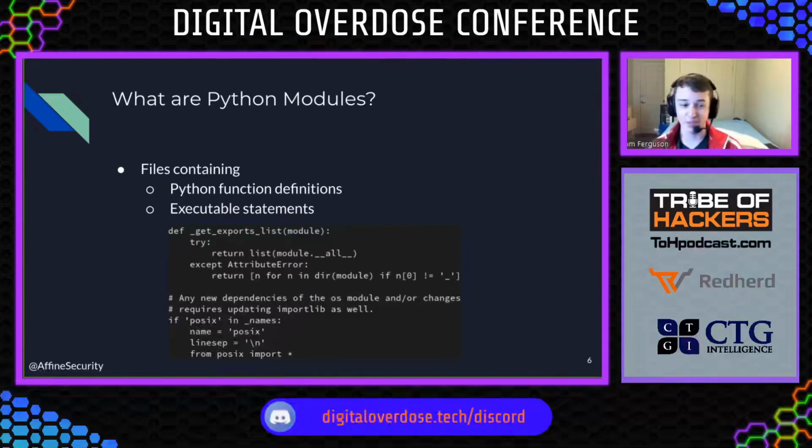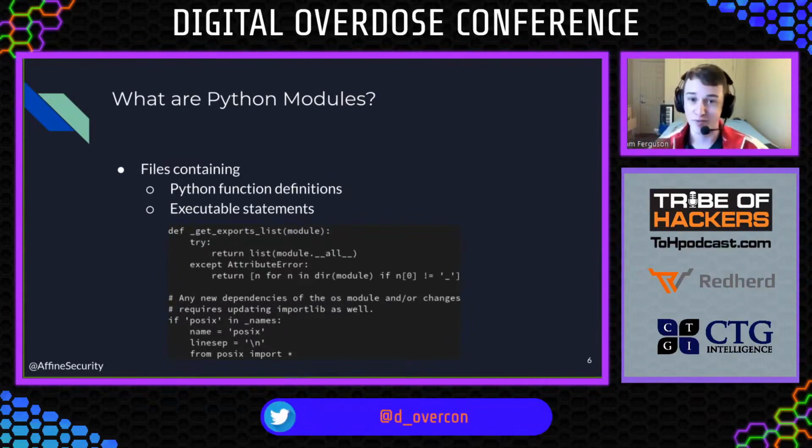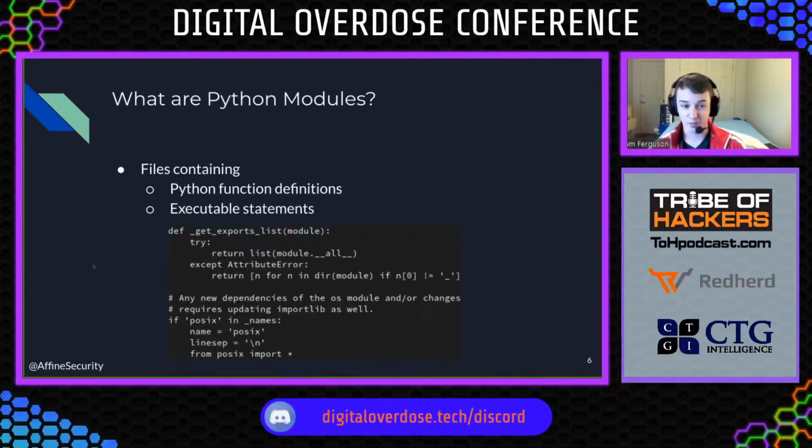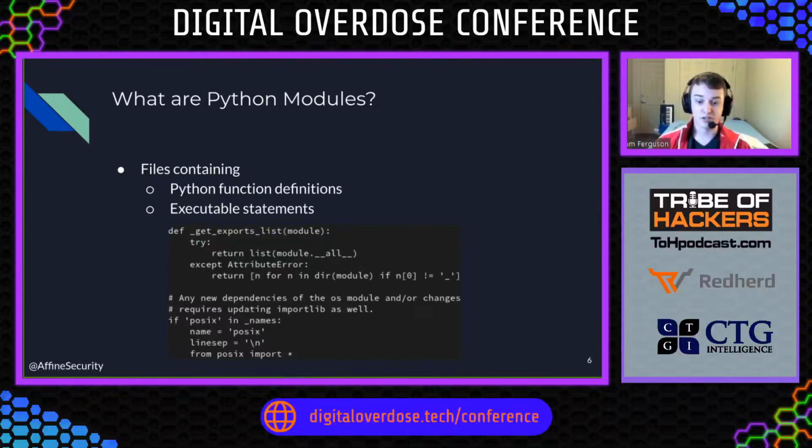So I've got a quick example here. This is from a Python module called OS. If you work with Python, you're probably familiar with it. If not, we'll explain some things within it. So at the top right here, where you see def underscore get underscore exports underscore list, that's an example of a function definition. That def there is defining a particular function. And these are little snippets of code that can basically be called when the script wants to do something in particular.